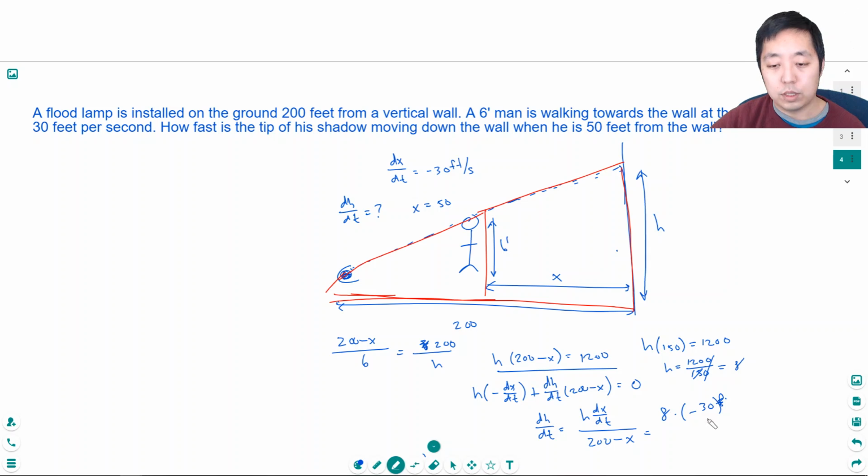So then I know it's 8 times dx/dt, which is negative 30. I won't write the units. Negative 30 divided by 200 minus x, and we said x was 50. So this is minus 240 over 150. Divided by 3, it's 8 over 5. So my answer is negative 8/5 feet per second.